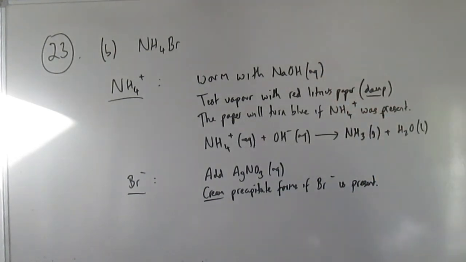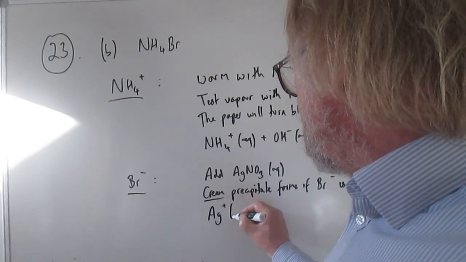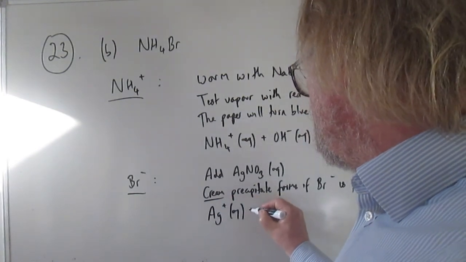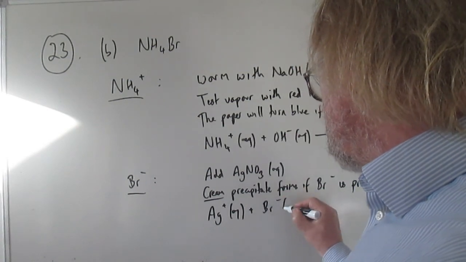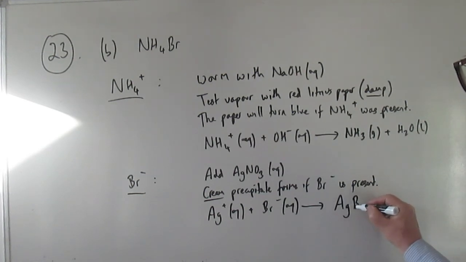You could add in the confirmatory tests about solubility in aqueous ammonia, but don't bother with that unless it's clear that it wants it, because so long as the colour's clear, that's definitive. It's just when the colour's not very clear that you need the confirmatory test. So wait to be prompted before you put that in. So the cream precipitate tells you it's bromide, and the equation for that is that the aqueous silver ions meet the aqueous bromide ions, and they just stick together to form solid silver bromide, and that's your equation.